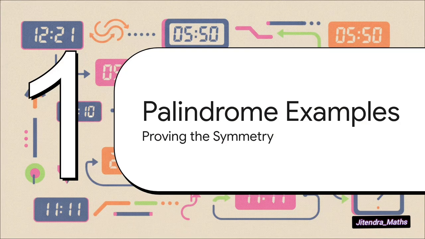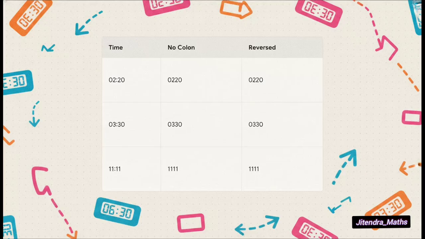All right, section 3, examples of palindrome times. Proving the symmetry. Let's look at a few more of these in action. This totally illustrates the logic across the board. If we start with the time 2:20 and apply our rule, we just yank out that colon and we get 0220. Reverse it, you still have 0220. Same goes for 0330. Drop the colon, reverse it, it's a perfect match. And of course, the highly recognizable 1111. Without the colon, it's just four ones. Reversed, still four ones. Beautiful, right?